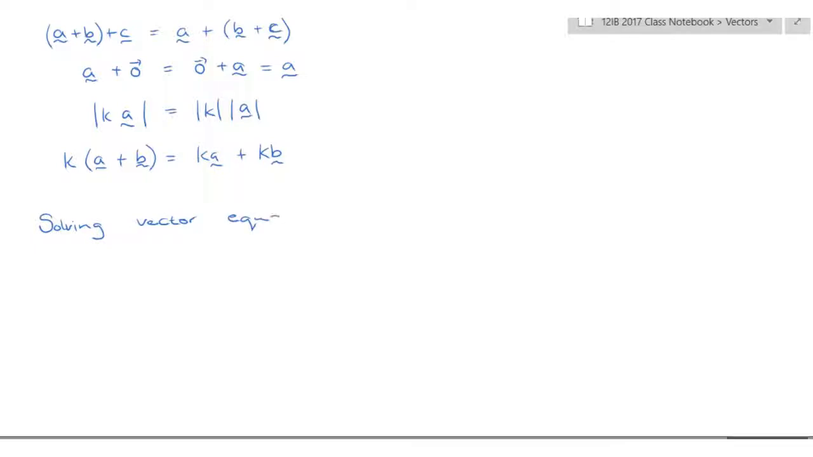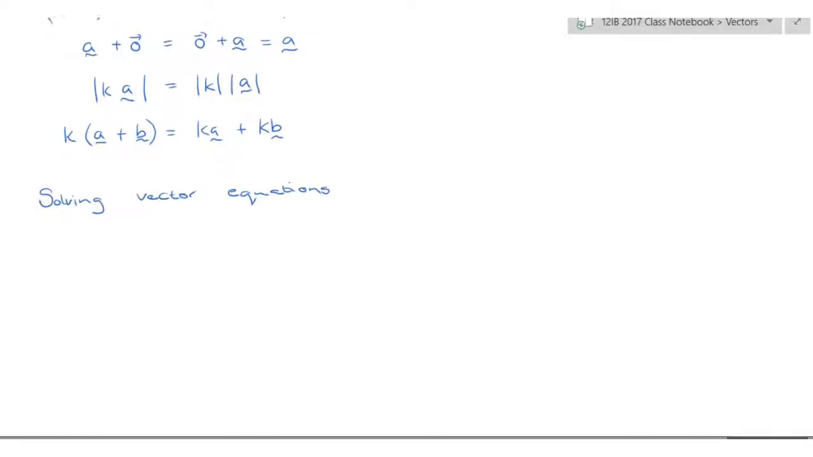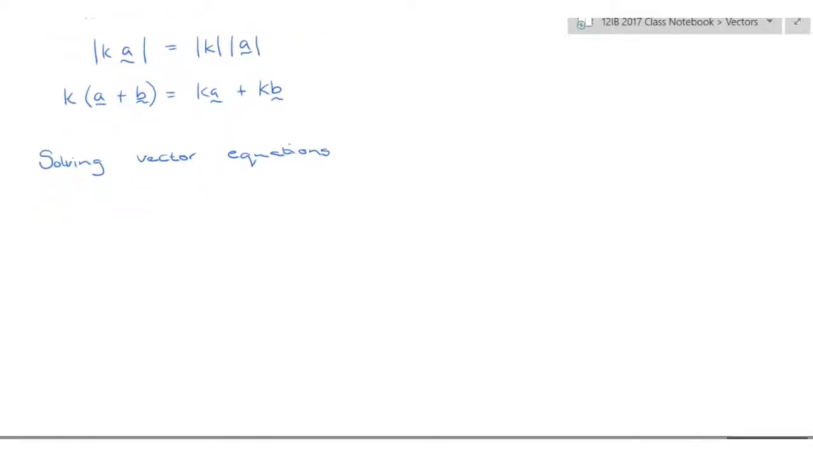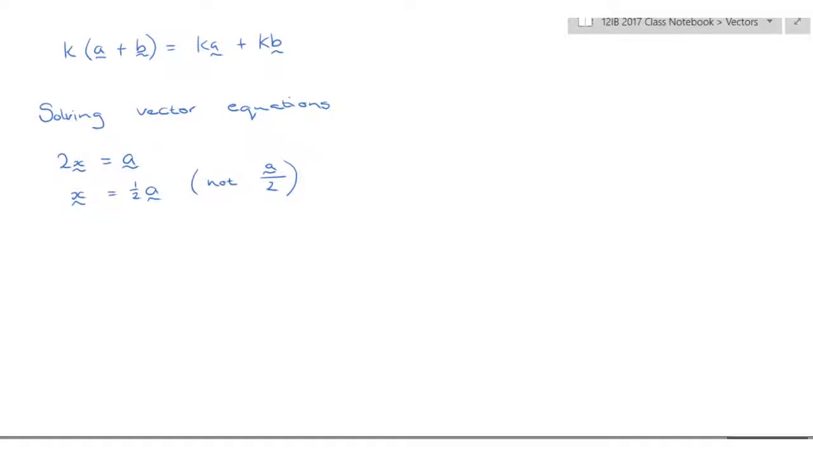Now these are pretty much exactly like equations. There's one slight thing you've got to be careful of, but that's a notation thing. So if we had 2 lots of vector x equals vector A, to find our x, we would do a half of vector A. The bit you have to be careful of is you shouldn't write this as vector A divided by 2. It just doesn't quite make sense. You have to stick with your half instead.